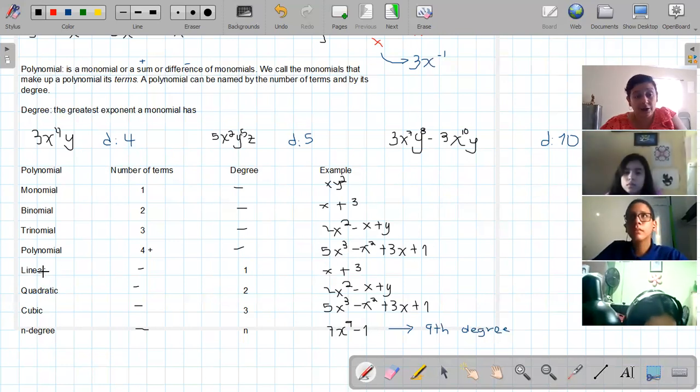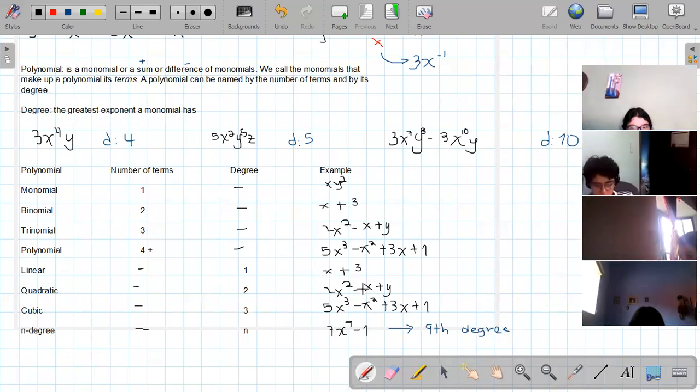Now, the polynomial by its degree can be called linear when its greatest degree is 1. Like in this case, x plus 3, the greatest degree is 1. Or quadratic when the greatest exponent is 2. Remember, we say to the square? Well, that's also called quadratic. Cubic, the cube, would be degree 3, the greatest degree of all the terms. And the last one is called to the nth degree. What does it mean? That the degree is n, any other number above 3 would be nth.